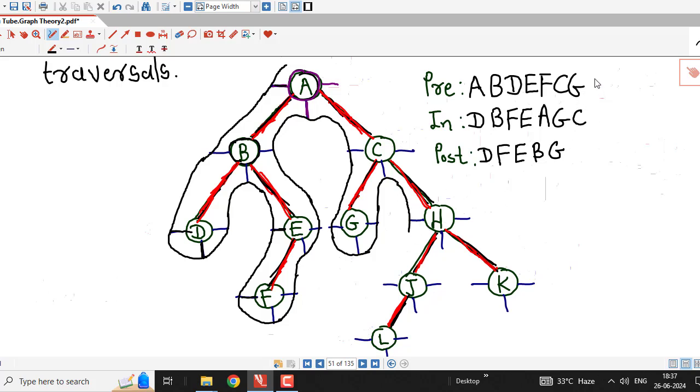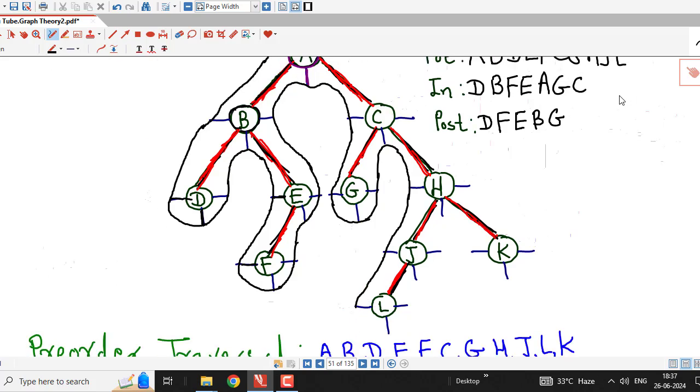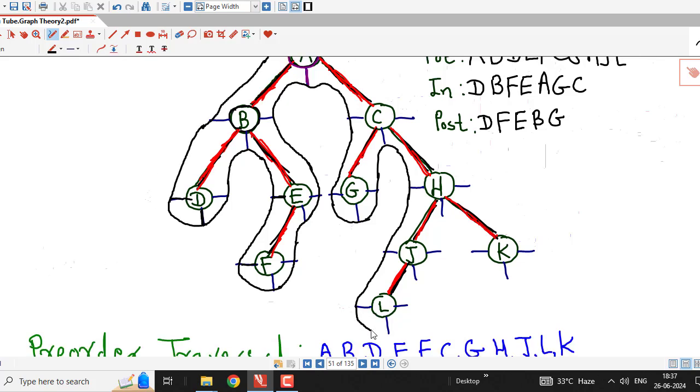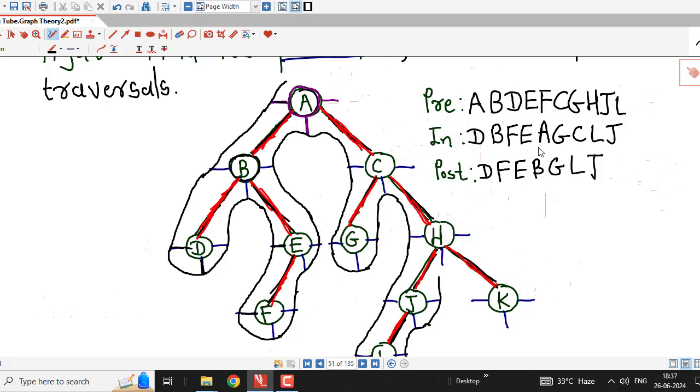For H, this line is for pre-order. For J also it is touching the pre-order line. For L also it is touching the pre-order line. And again if we go in this way, for L it is in order. For L it is post order also. For J it is in order, and for J it touches the pre-order line. So I write J here also. Then for H, it touches the line of in order. So I write H here.